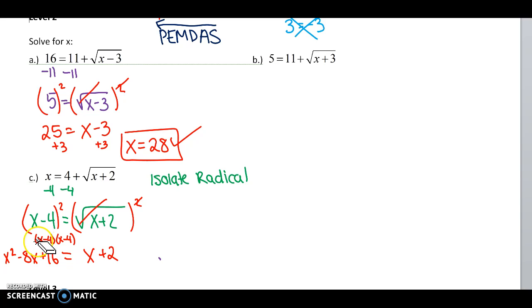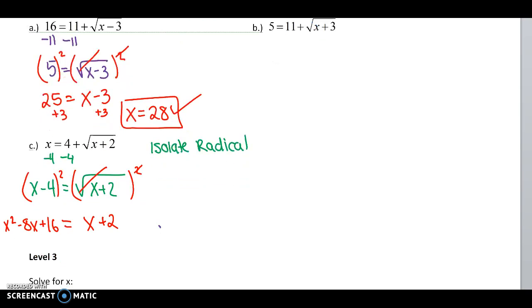Okay. So again, you could have done it the other way, but you'd have to FOIL out a radical, and it's just not pretty, and it's going to be more complicated. So you always want to take my advice and isolate the radical. Now, notice what this has turned into. I've got a square term, which makes this a quadratic.